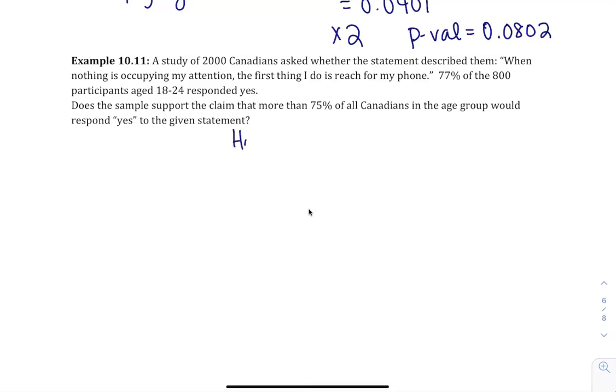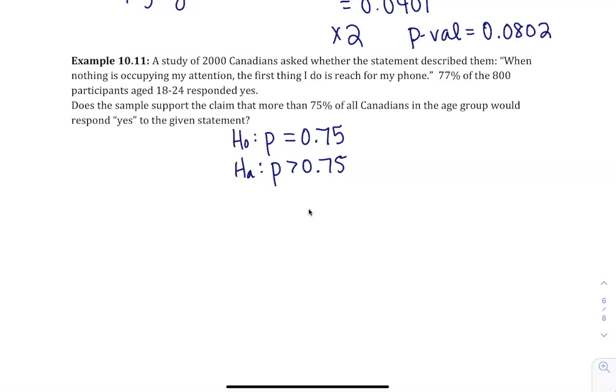So let's start with our hypotheses. We made a claim that it's more than 75%. If it's greater than, less than, or not equal to, you always have to put that in the alternative. So what we're looking for is a greater than 0.75. Our null is going to be equal to 0.75. The null is always an equal to.